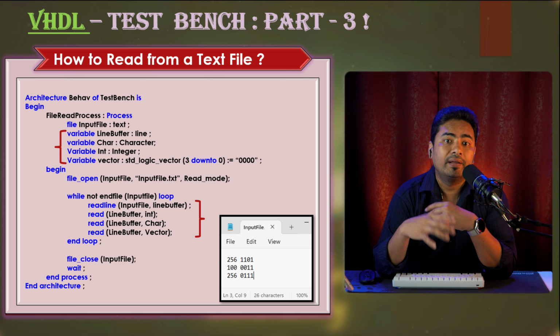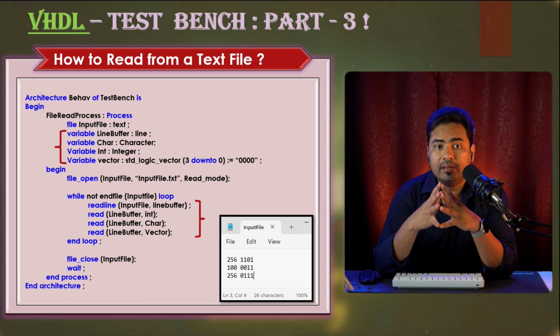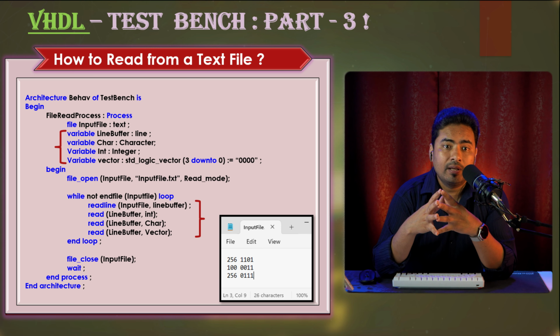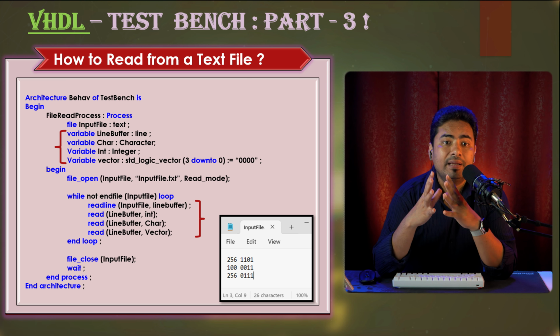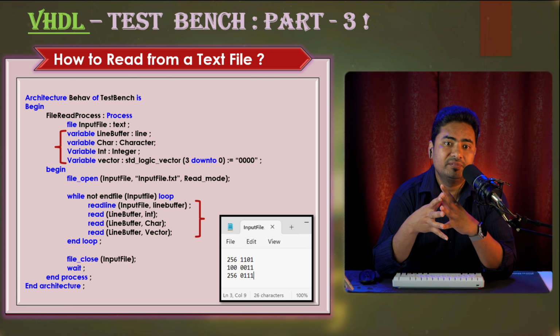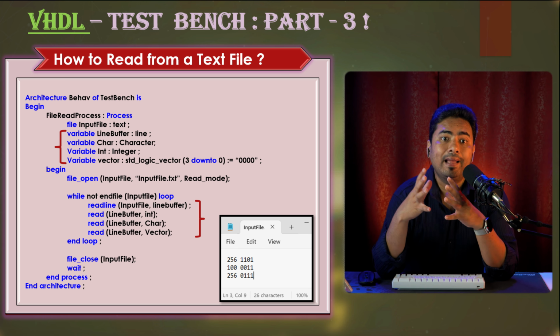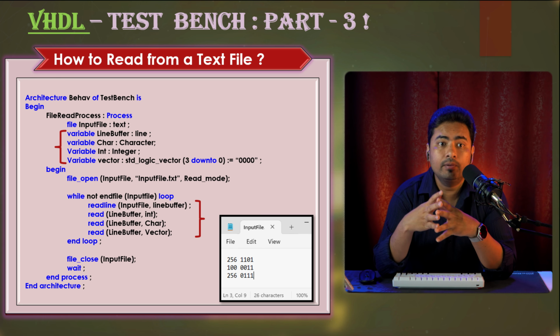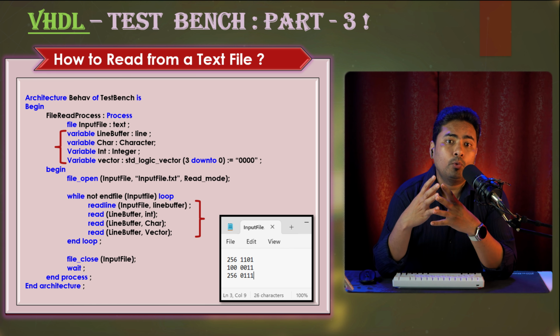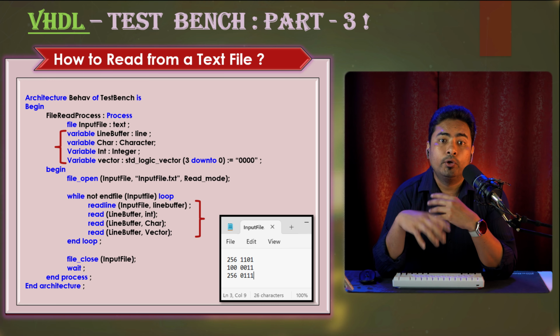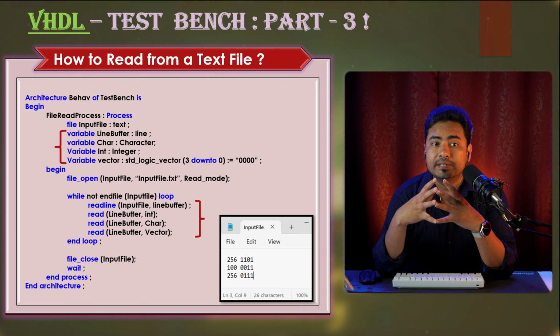Or you can even create another text file with the expected output for the set of inputs, and then you can compare them inside the test bench itself. And if they do not match, or if you're not getting the expected results from your design, then you can print a message in your simulator tool itself, like the expected output is not matched, or something like that. So there is a huge range of possible use cases.